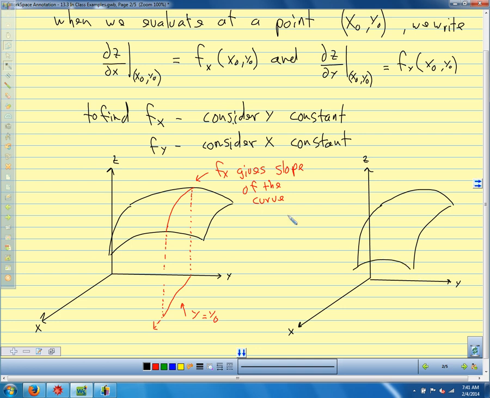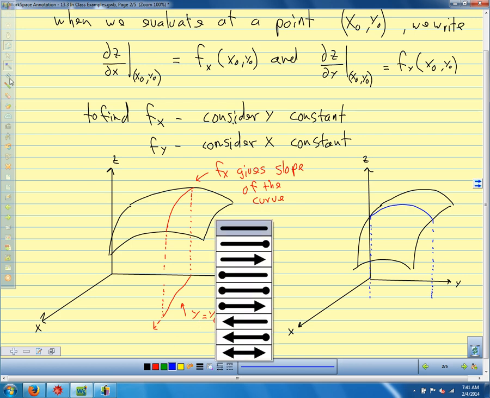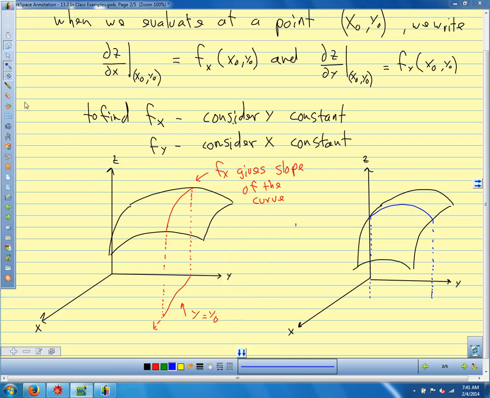so there's my surface. I'll do this one in blue. So we're going to take this curve on the surface, project this down onto the plane. And this line is x equals some constant. So x is constant. Our partial derivative with respect to y gives us the slope of this curve.